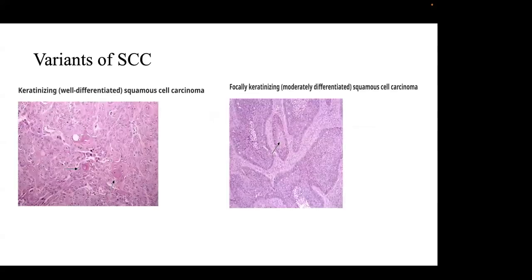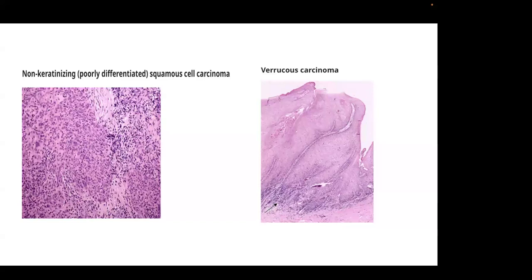Yes, ma'am. The other image is that of focal keratinizing squamous cell carcinoma. This is a moderately differentiated SCC. Here, the arrow is showing the focal keratinization, and in addition to that, you can see nests of tumor cells, basaloid tumor cells, and there is a peripheral palisading at the stromal surface, which can be seen. The next is poorly differentiated SCC.